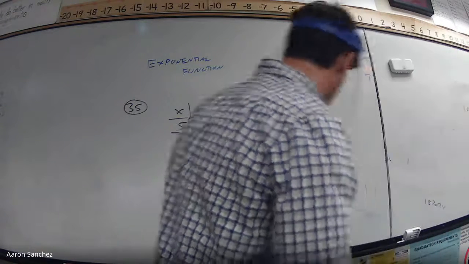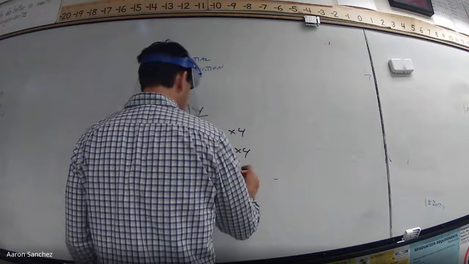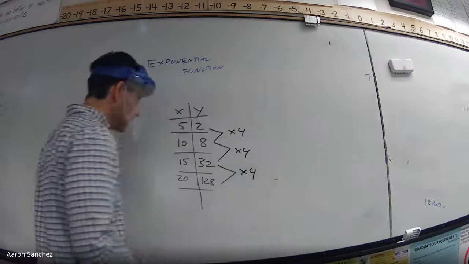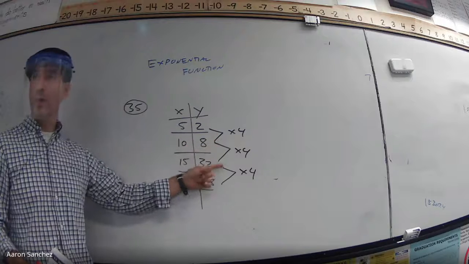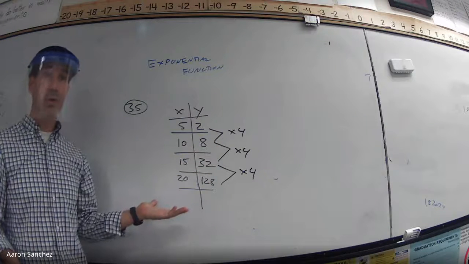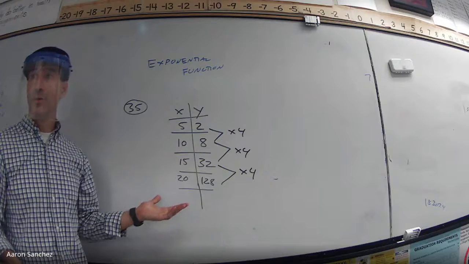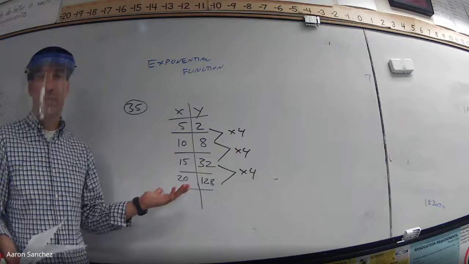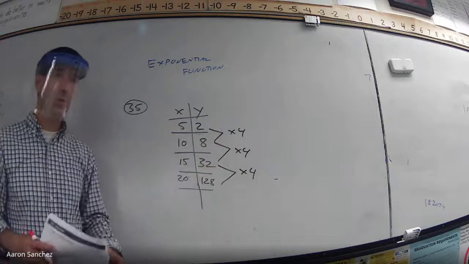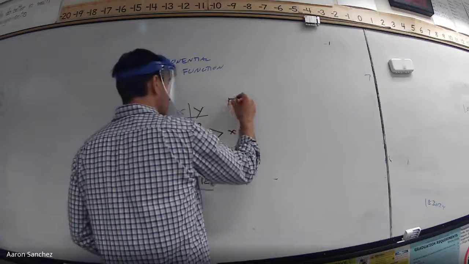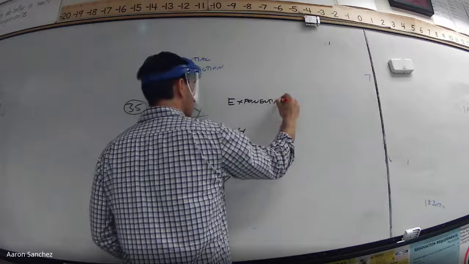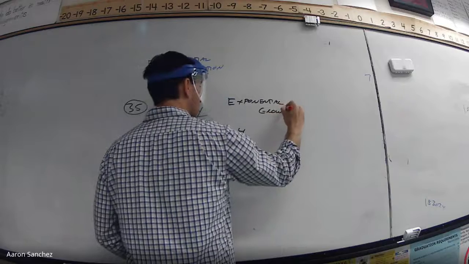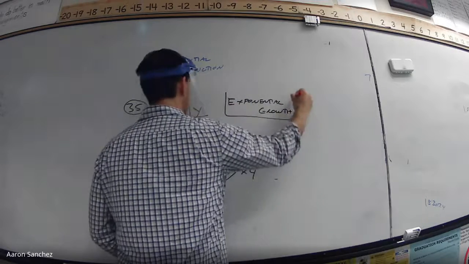Okay, Daniel, what's 32 times 4? It's actually going to be 128. What was that? Multiplying by 4 every time, then I know it's exponential growth. If this number is the same, it's exponential growth. So it's exponential growth. Boom. That's 35.